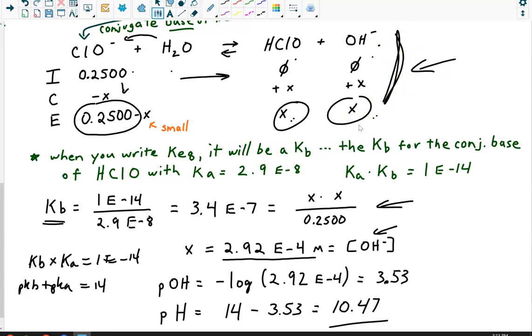You were at the equivalence point, but the ClO minus is now left over, and so at the end of that, you end up with a basic pH, right? Because this second equilibrium creates some OH minus, and so the pOH would be 3.53. And the pH is 10.47.